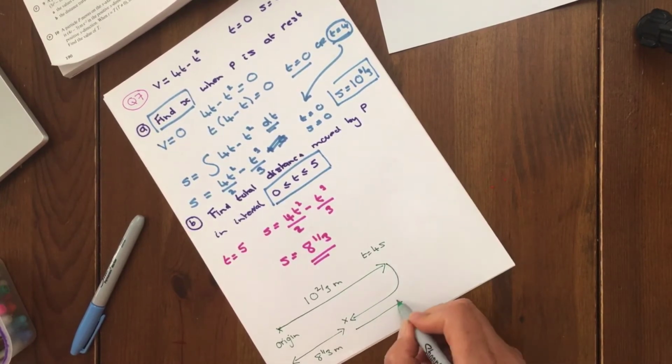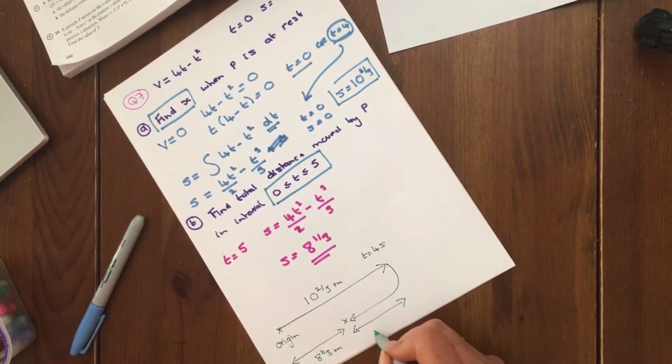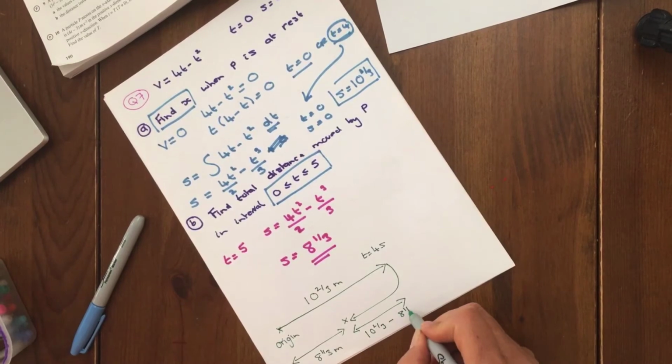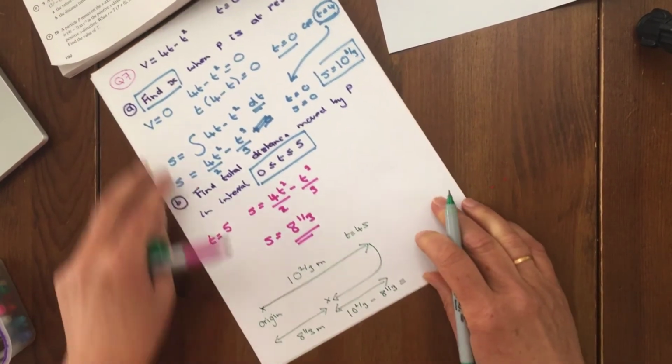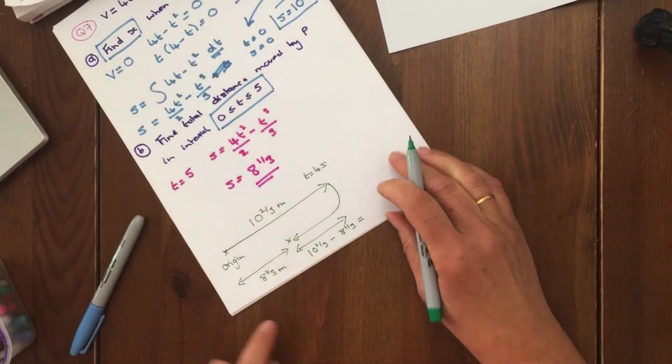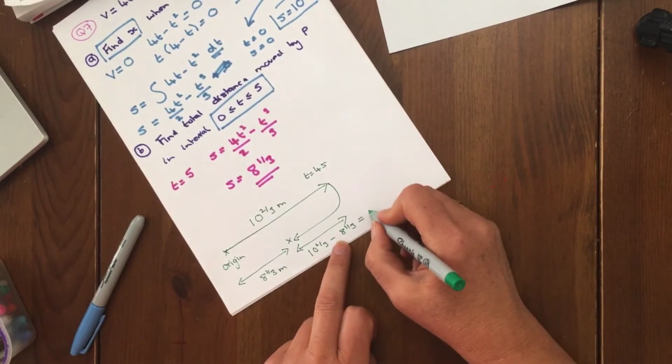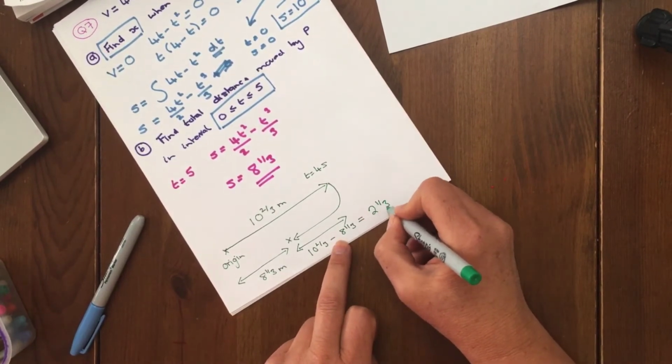So what is this distance here? Well, this distance will be 10 2/3 subtracted 8 1/3. So that whole distance there will be 2 1/3.